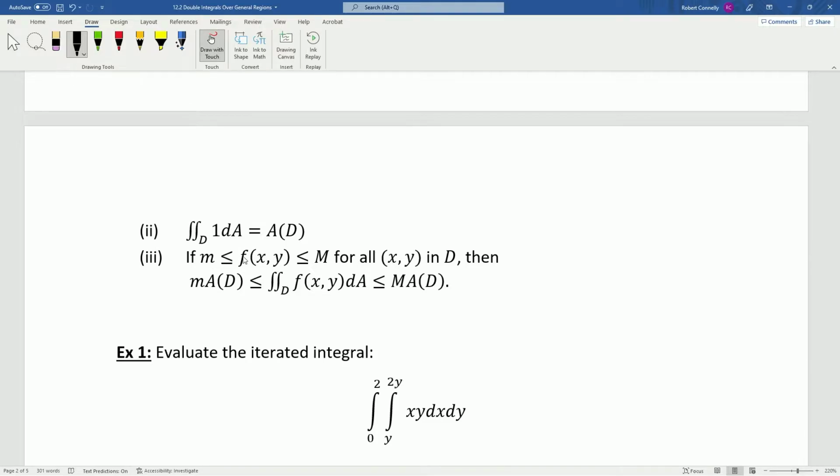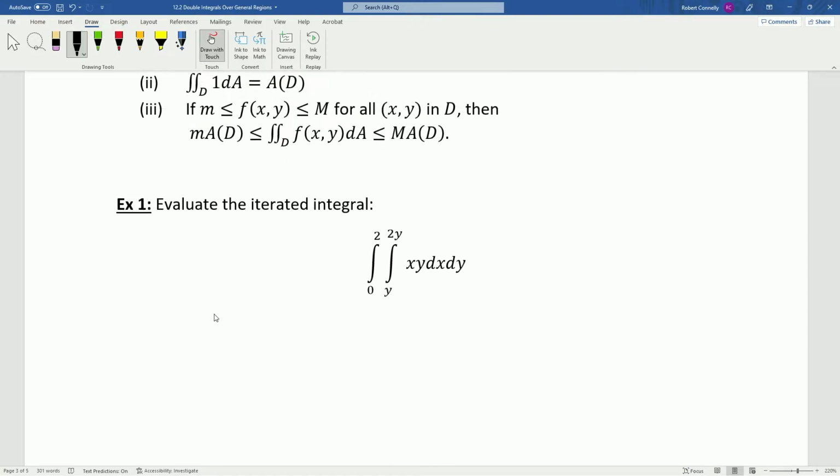And lastly, if you know that f is bounded by cap M and little m for all x, y in D, then the double integral of f is bounded by little m times the area of D and big M times the area of D. So again, this A of D is the area of the base. So you're saying here that the volume, essentially, of this function's surface should be greater than or equal to its minimum value times the area of its base, and less than or equal to its maximum value times the area of the base.